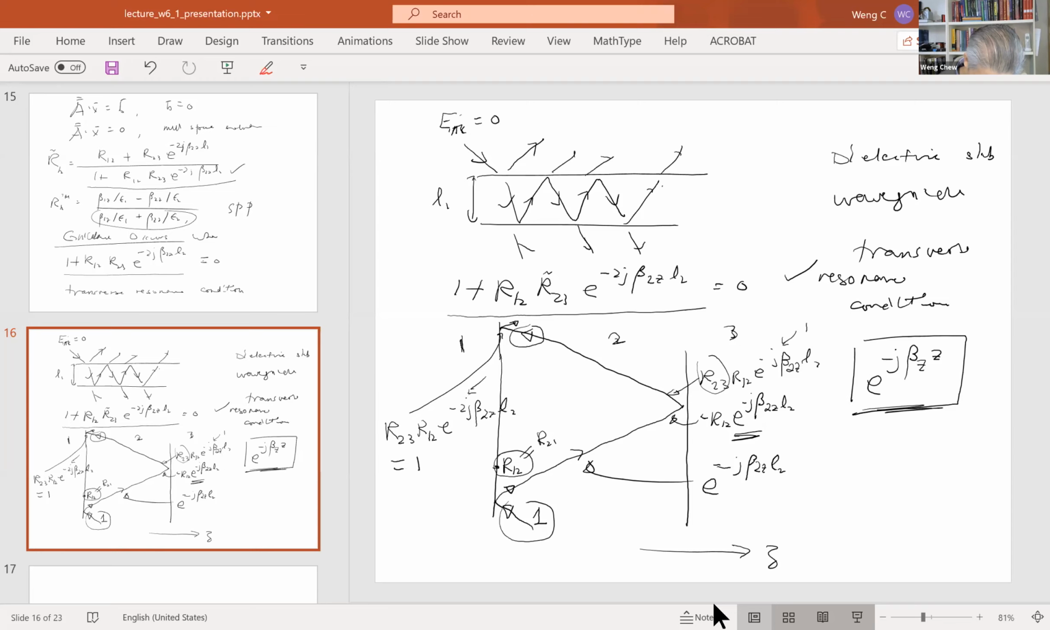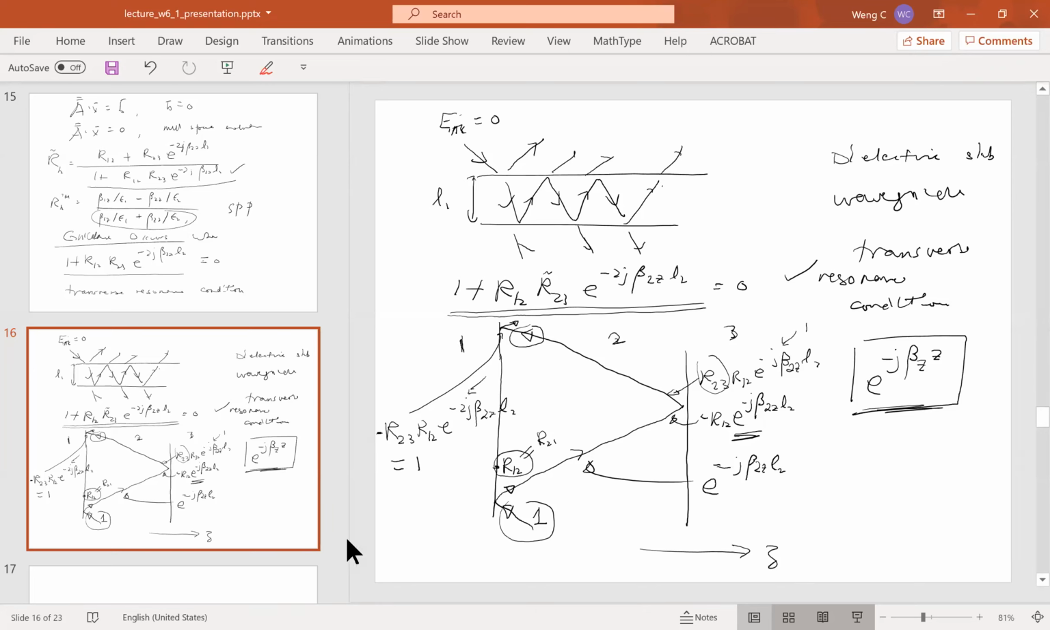And then before it bounces there, the two should be in phase again, so I should have a minus sign here. And then I get back this equation precisely. And this is called the transverse resonance condition. Any questions so far?